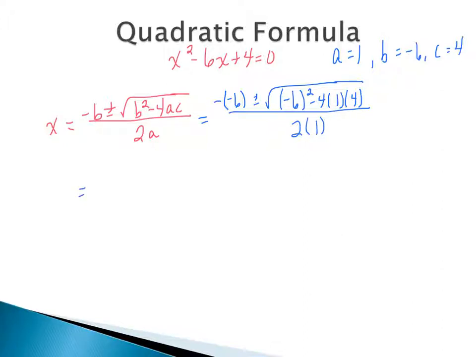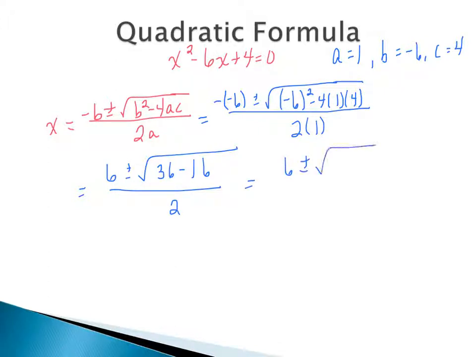From here, the opposite of negative 6 would be positive 6, plus or minus the square root, negative 6 squared would be a positive 36, minus 4 times 1 times 4 would be minus 16, all over 2 times 1 is 2. Continuing underneath the square root, we would have 36 minus 16, which is 20, all over 2. From here, we do want to simplify our radical.